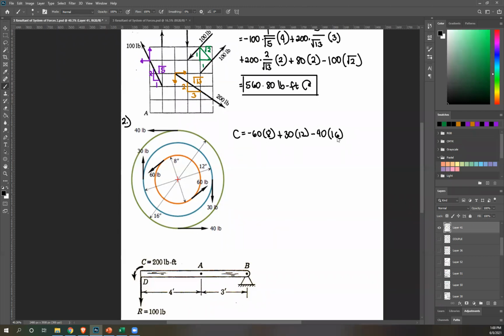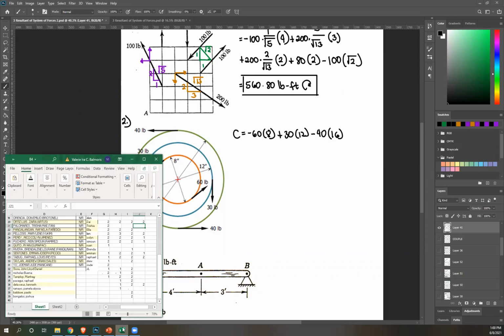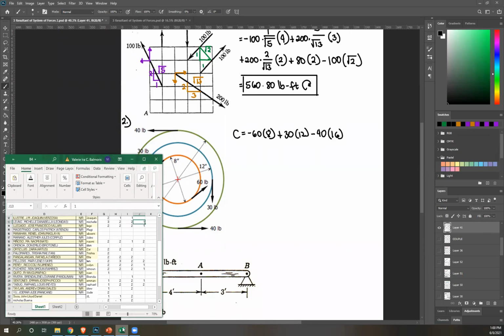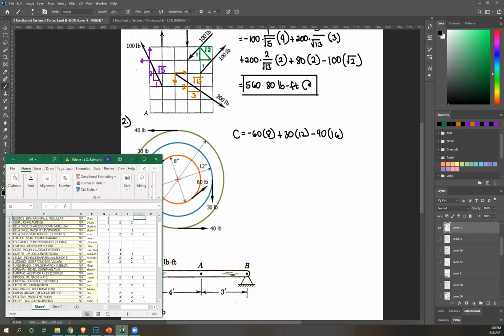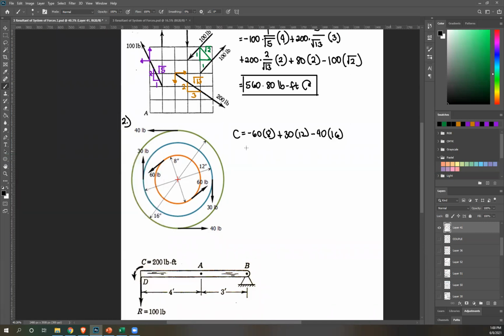Correct, it's negative 760. Correct, Gian and Michelle. So negative 760. Unit, so our force is pound, our distance is feet, sorry, this is inches. So pound, inches. That's correct, Michelle. Okay, so first part is done.